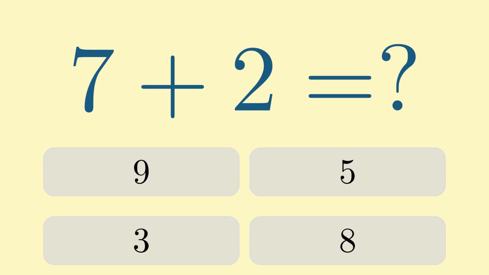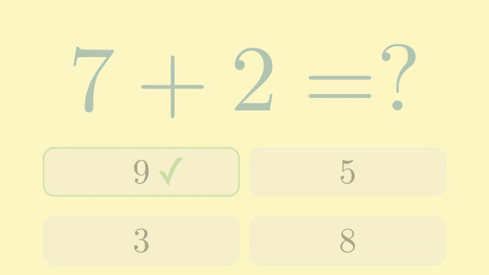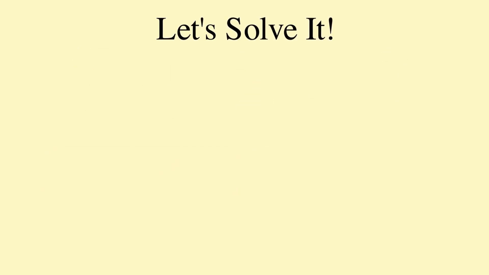Time's up. The correct answer is 9. Now, let's see how we got this answer. When adding 7 and 2, we align them in column format. 7 plus 2 equals 9.